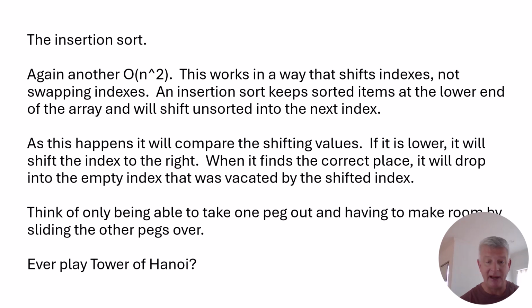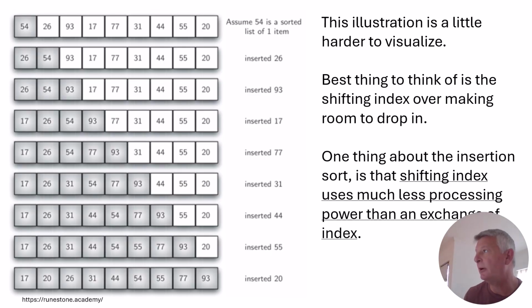Think of this as being able to take one peg out and make room for the other peg and sliding it over. It's kind of like the Towers of Hanoi. This is n squared, like the bubble sort and selection sort. The thing is, it's a little easier on your processor, resource-wise. Okay, it's a little hard to visualize, but let's take a look at this. Best thing to think of is shifting the index over to make room to drop it in. One thing about this, shifting indexes uses much less processing power than exchanging indexes, which was a big deal back when we had very small resources to work with.